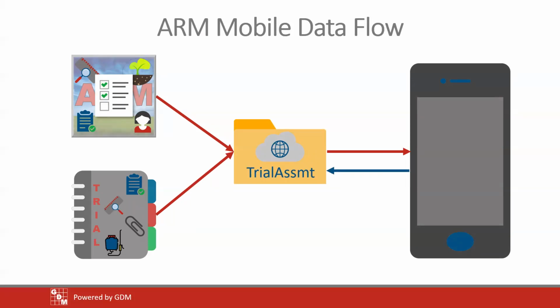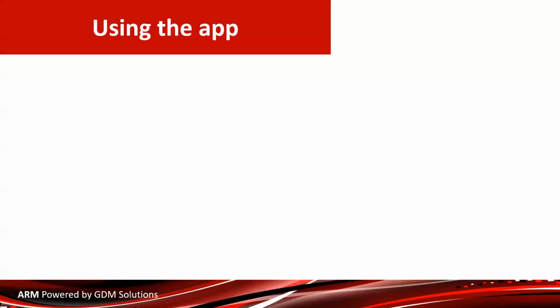After you use the mobile app to record data, take pictures, and review the assessments, we export the data to the cloud once internet is available. ARM then automatically imports that data into the trial file on the PC when that trial is opened. We'll show this whole workflow as it relates to ARM a little later.